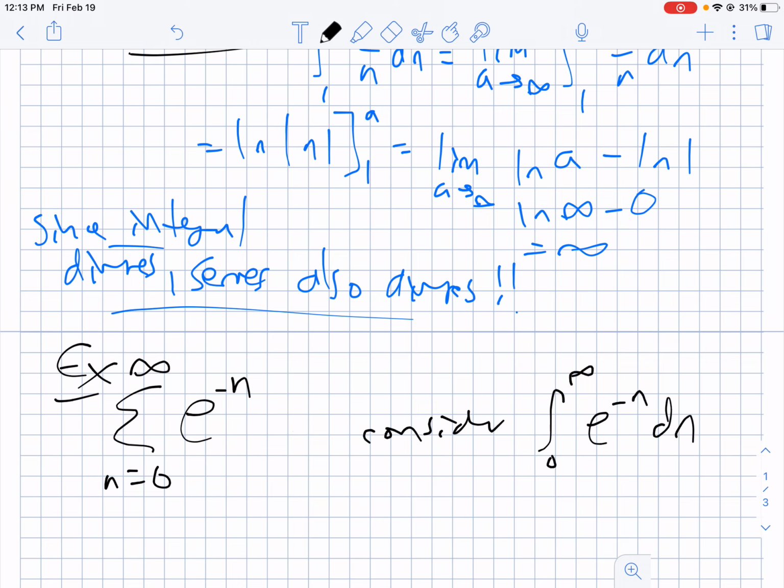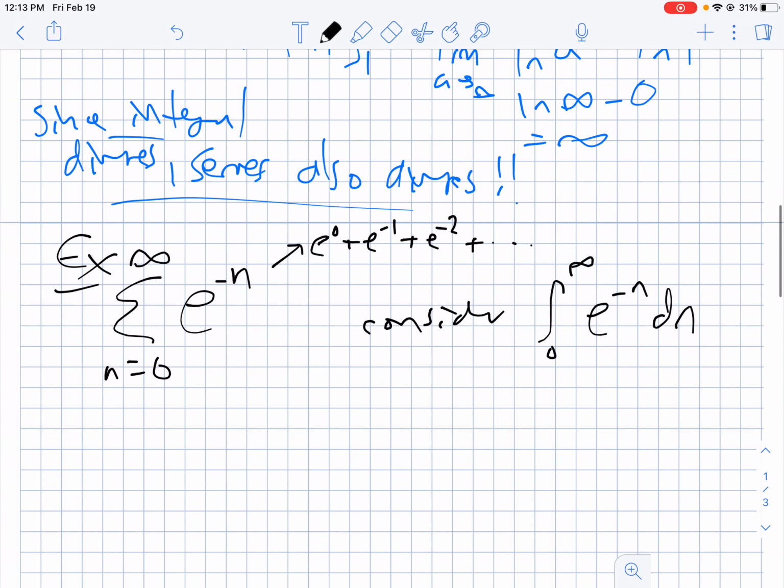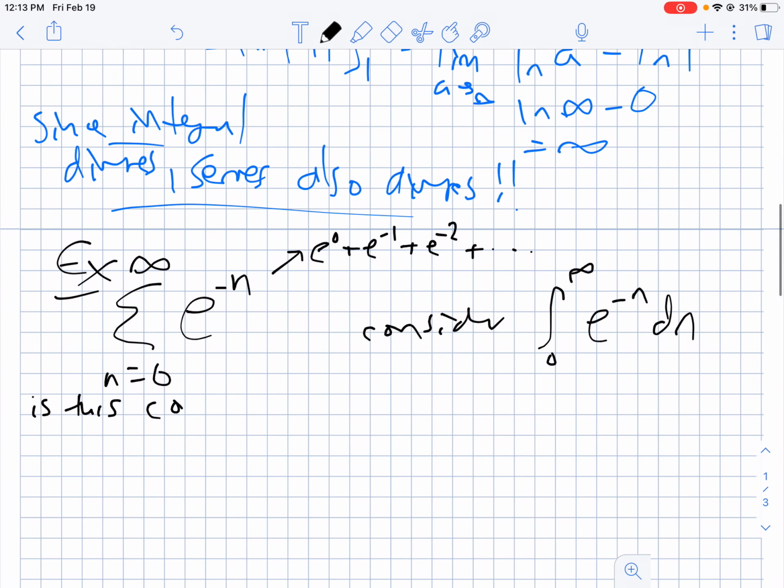Okay. So this series is like e to the 0 plus e to the negative 1 plus e to the negative 2 and so forth. And again, the question that we're asking is: is this series a convergent series or a divergent series? So we're going to consider this infinite integral. Again, let's write it as a limit. I'll just put an x in there, I guess.